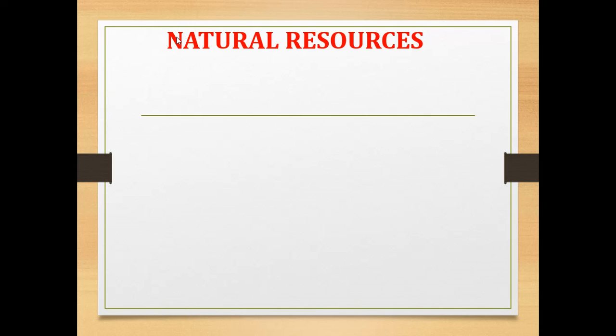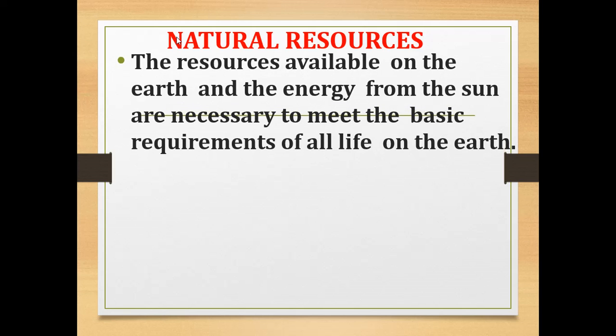First, let's see what is meant by natural resources. In this chapter we are going to study what natural resources are and how we can conserve them. You might have learned this already in your previous class, isn't it children? Natural resources are the resources which are available on the earth. Not only that, the energy from the sun, which we get naturally, that is solar energy, is important to meet the basic needs of all life on the earth.